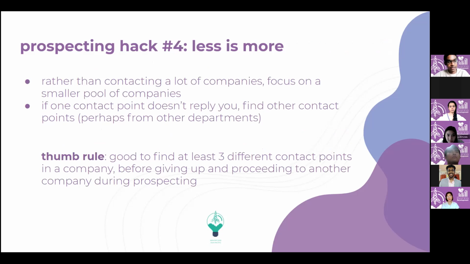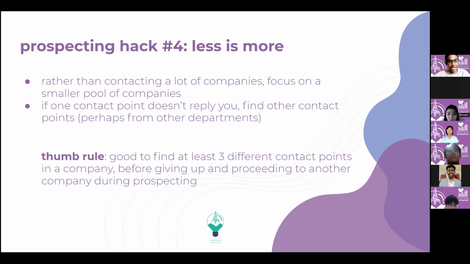And then for the fourth one, it's about less is more. It's about realizing that rather than contacting a lot of companies, you can focus on a small pool of companies. And if one person rejects you, you try to find at least 2 others. So the rule of thumb that I follow is at least 3 different contact points before I give up and move on to another company during the prospecting phase.